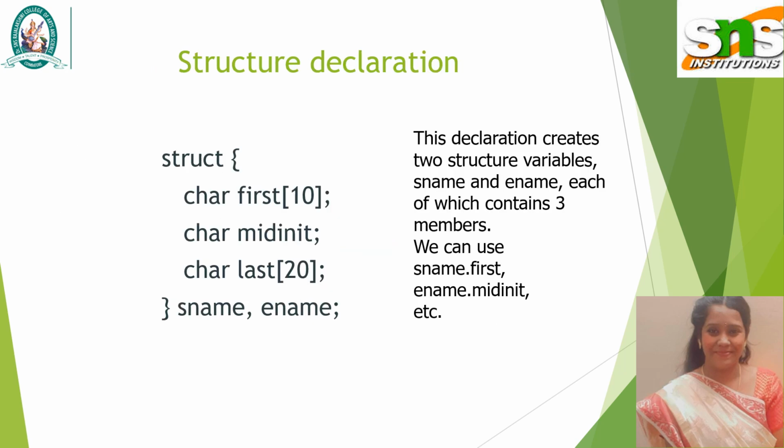So this is an example of a structure. Whenever we are using a structure, we have to use the keyword struct followed by the structure name. This is a collection of the same data types, whereas we can use a collection of different data types in a structure. Here sname and ename represent the structure objects. The declaration creates two structure variables, that is, structure objects, and inside the structure it contains some members like ename, midinit, etc. The declaration creates variables called sname and ename, each of which contains three members: first, middle initial, last, etc.